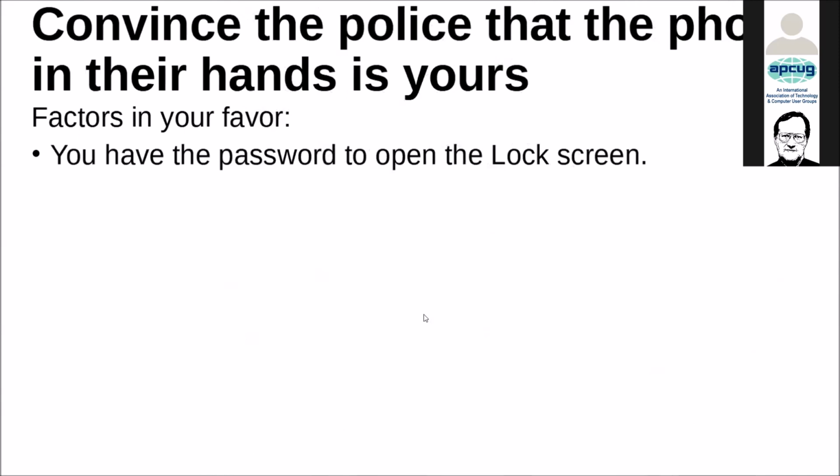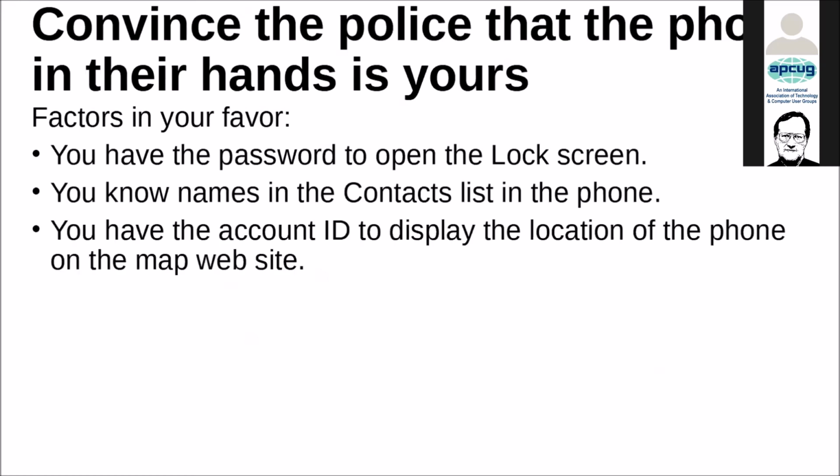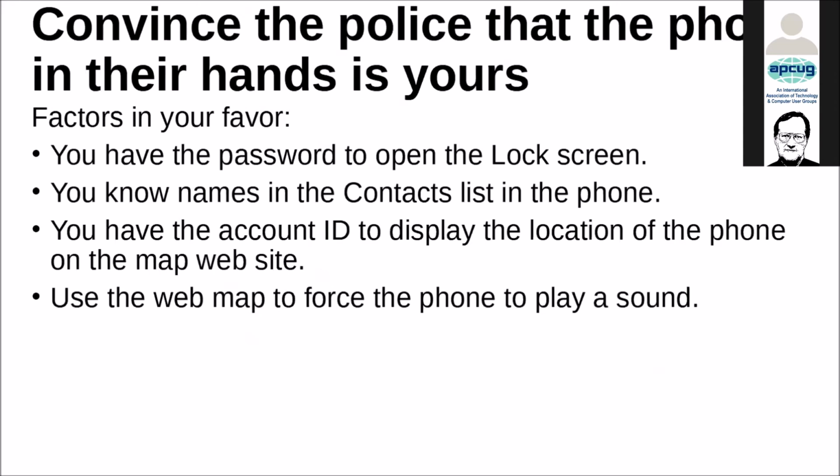Now, how do you convince the police that the phone in their hands is yours? Well, there's a number of things you can do. You have the password, for instance, to open the lock screen. You know names in the contacts list in the phone. You have the account ID to display the location of the phone on the map website, so the police can see literally that it's in their precinct office. They already know that, but you can prove you know how to show them that. Use the web map, which is what you use to display the location, to force the phone to play a sound.